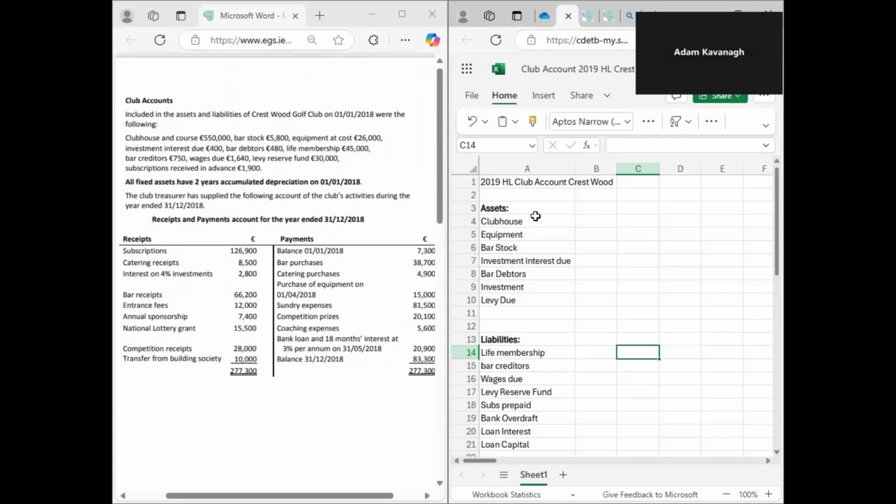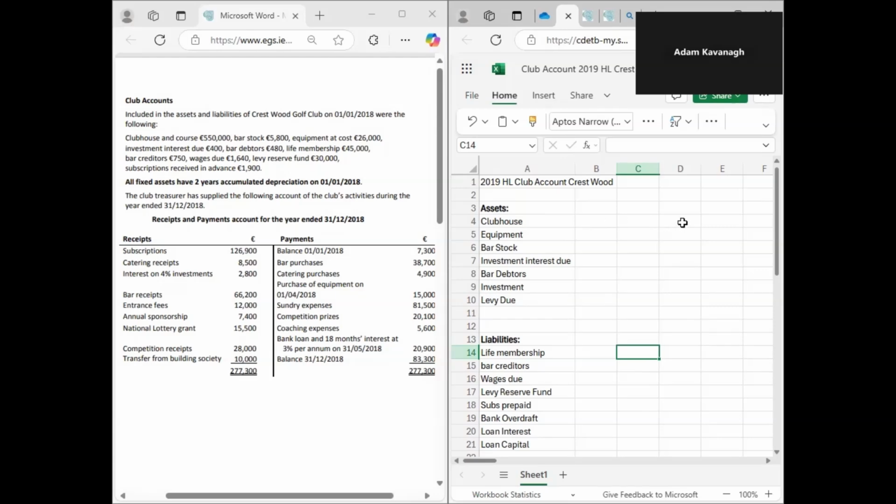Okay, so starting off first with clubhouse and equipment, the two fixed assets. It does mention that all fixed assets have 2 years accumulated depreciation on the first of the first. So the figure we're given here is not the net book value, it's the cost value, and we need to do depreciation on both of those.